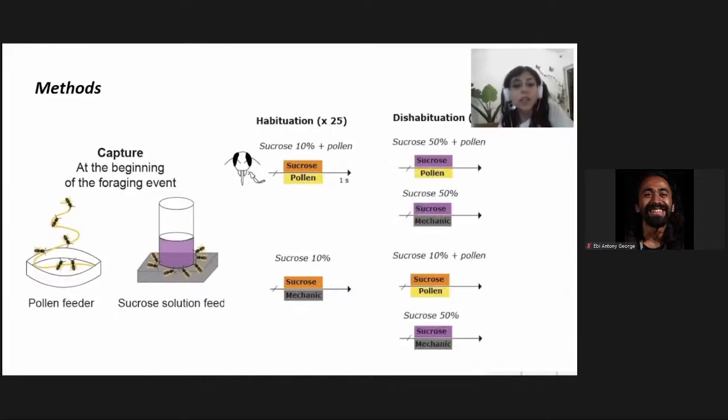These habituation trials were followed by 4 dishabituation events. That consisted in the presentation of sucrose 50% plus pollen in the case of bees habituated with sucrose 10% plus pollen, and sucrose 50%. Bees habituated with 10% sucrose were dishabituated with either 10% sucrose paired with pollen or 50% sucrose.